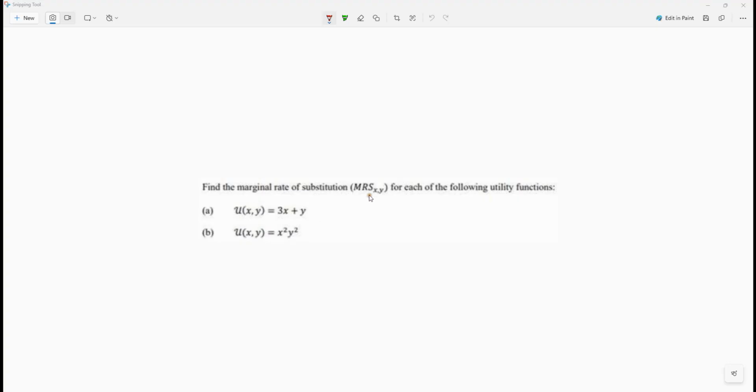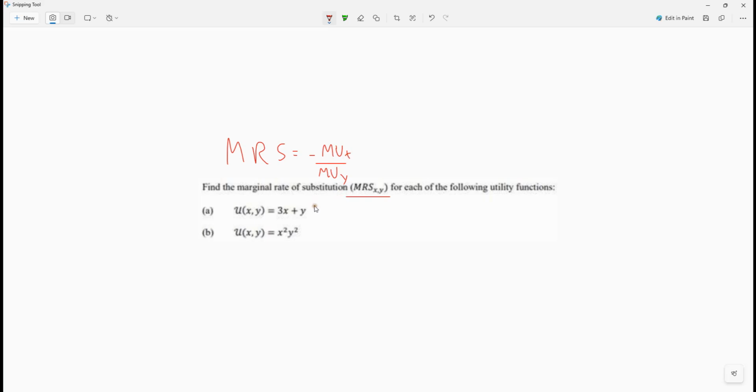In this problem, we're going to find the marginal rate of substitution for these two functions. So the marginal rate of substitution is the negative marginal utility of good x over marginal utility of good y. If you have a problem where they're not x and y, just whatever, one product over the other product. Okay. Now the marginal utility is the partial derivative with respect to whatever that variable is.